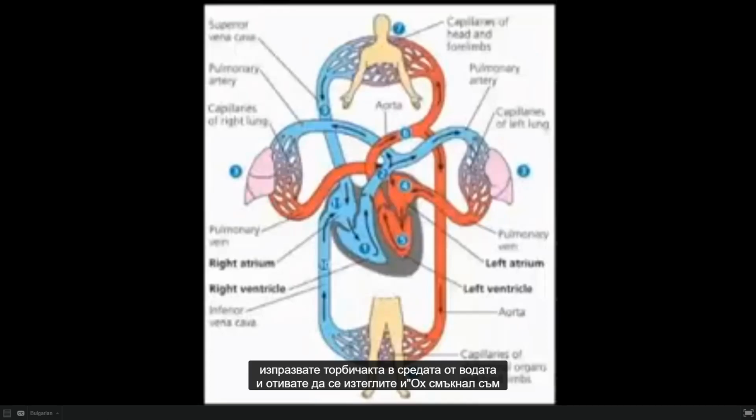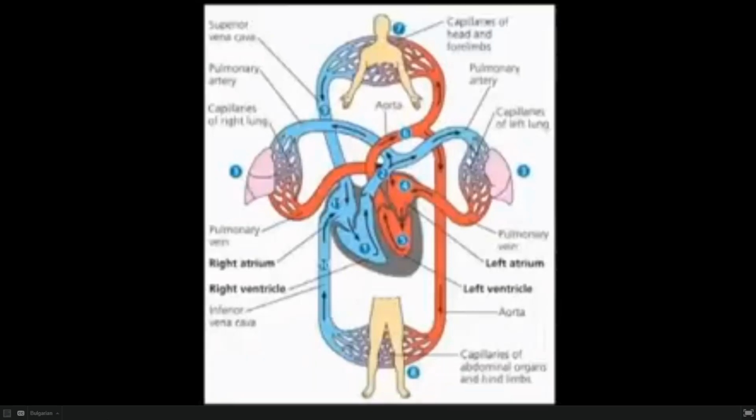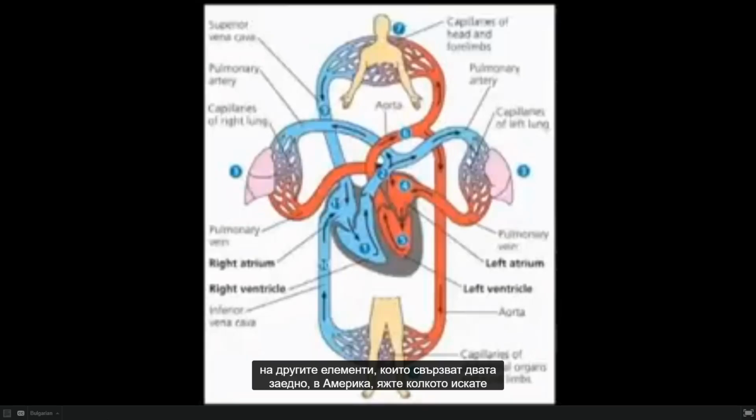Oh, I lost 10 kilos in 2 weeks. Yeah, you just lost the water. You drink 2 cups of water too much, and it gets blown up, and you go back to the same size. Understand what is a supplier. Understand what is the divider, and understand the function of the other elements which connect the two together.